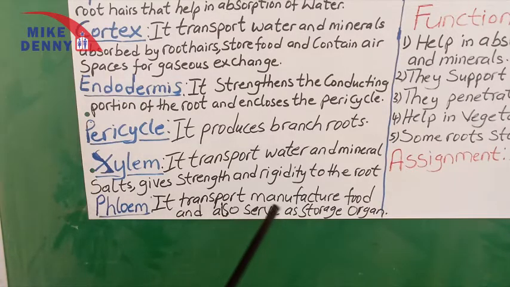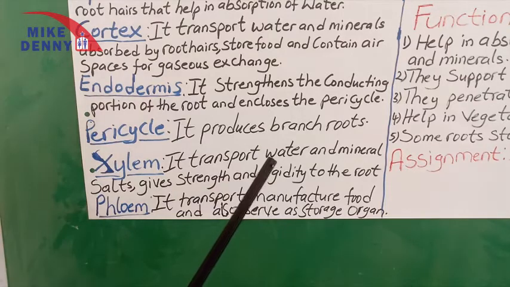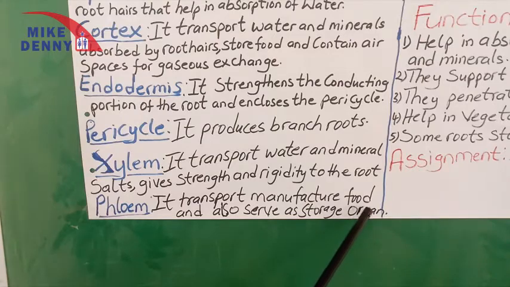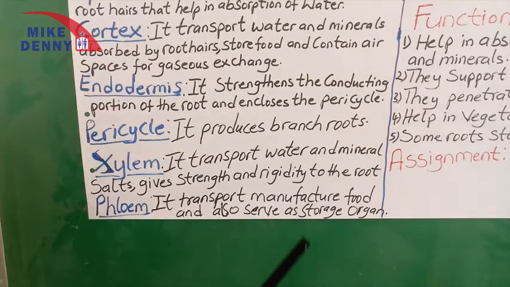Then the phloem, it transports manufactured food. Take note that this vessel also takes food that is manufactured during photosynthesis and transports it to the root so that the roots can build up in order to absorb more water that is required for that photosynthesis. And equally, take note that the phloem also serves as a storage organ, which means it stores food.